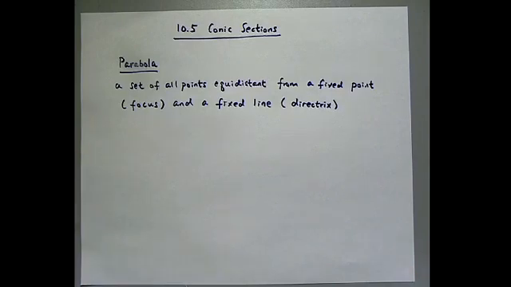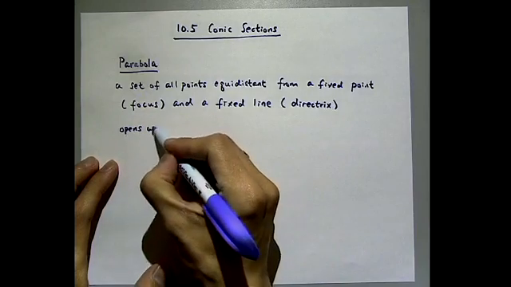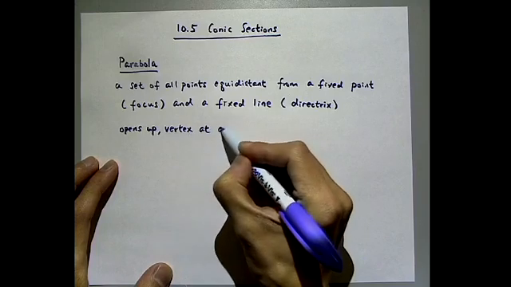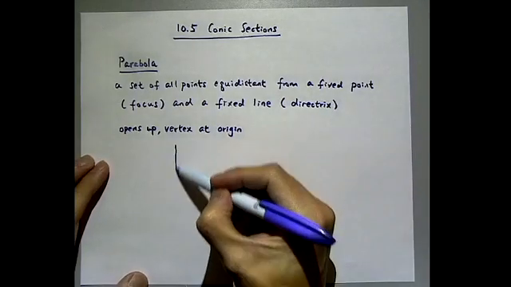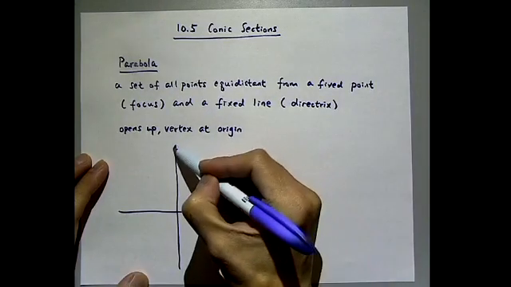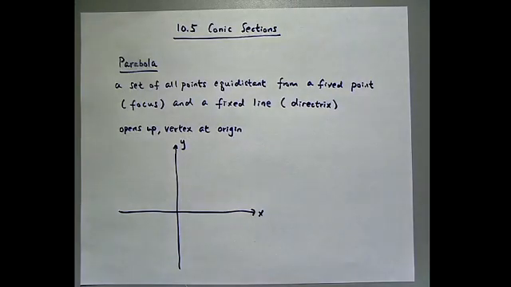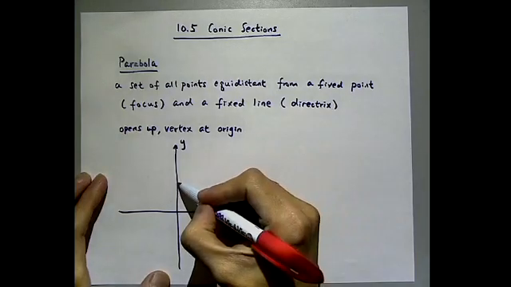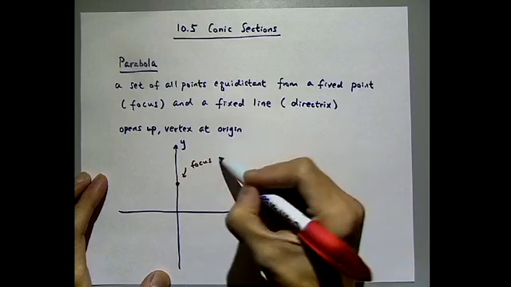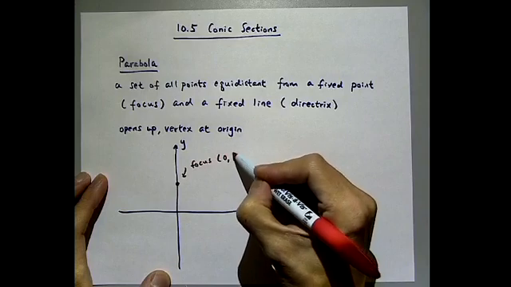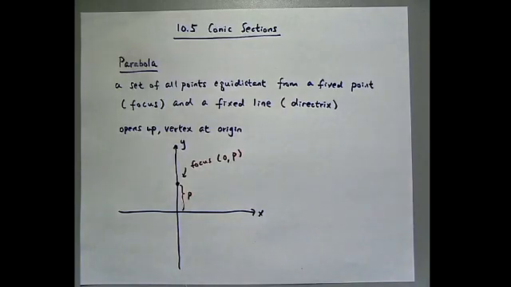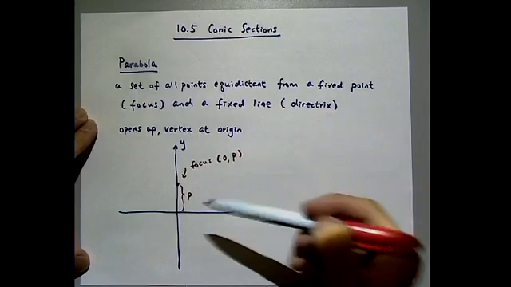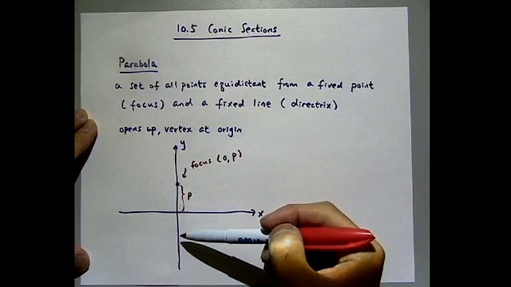So let's consider a parabola that opens upward, with a vertex at the origin for simplicity. Once you understand how this equation comes out, you can adjust the equation for a different case. We're talking about a point here called a focus. Let's put the focus right here in red, sitting at the coordinate (0, p). In other words, it's at a distance p from the origin.